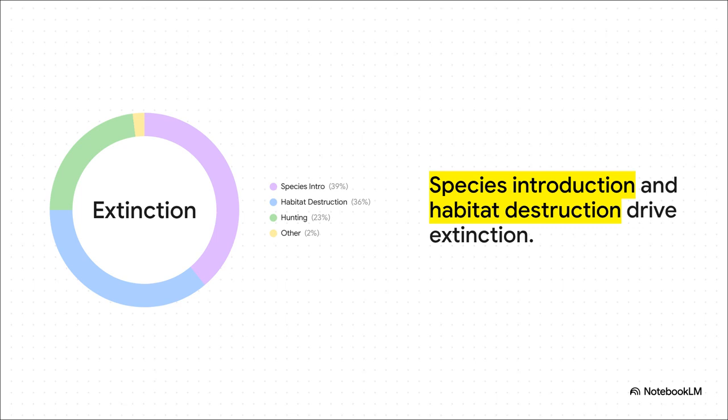While hunting accounts for about 23% of extinctions and habitat destruction is a massive 36%, the #1 driver sitting at 39% is actually the introduction of new species. For example, when eucalyptus trees were introduced to Pakistan from Australia, they consumed so much water that they completely disrupted the local water tables, harming all the small native plants around them. It's just a staggering chain reaction.